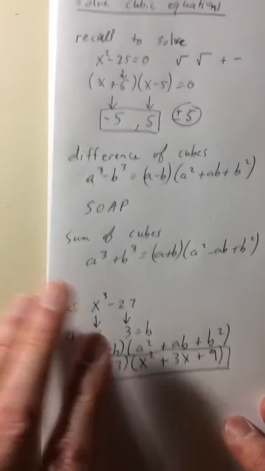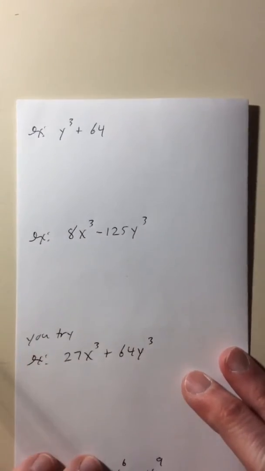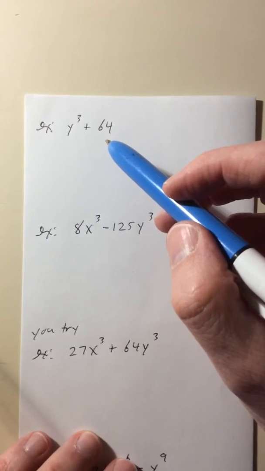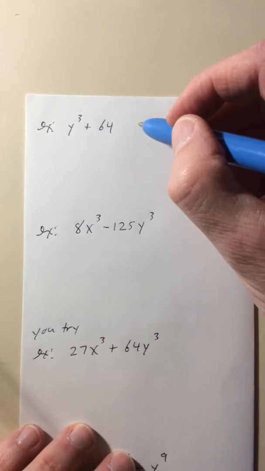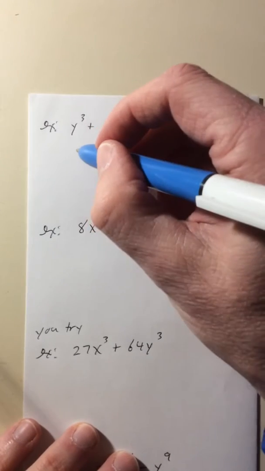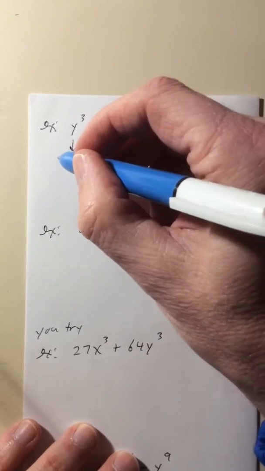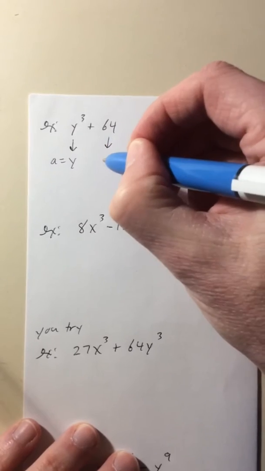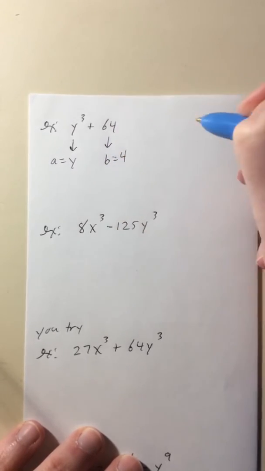Okay, so let's take a look at another one of these. So here we have y cubed plus 64. Remember what I said, we can also have the sum of cubes. We don't have to have just the difference of cubes. So it is exactly the same. We have the same formula, we just need to figure out what a and b are. In order to find a, we take the cube root of that. So a is y. In order to find the b part, we're going to take the cube root of that, which is 4.